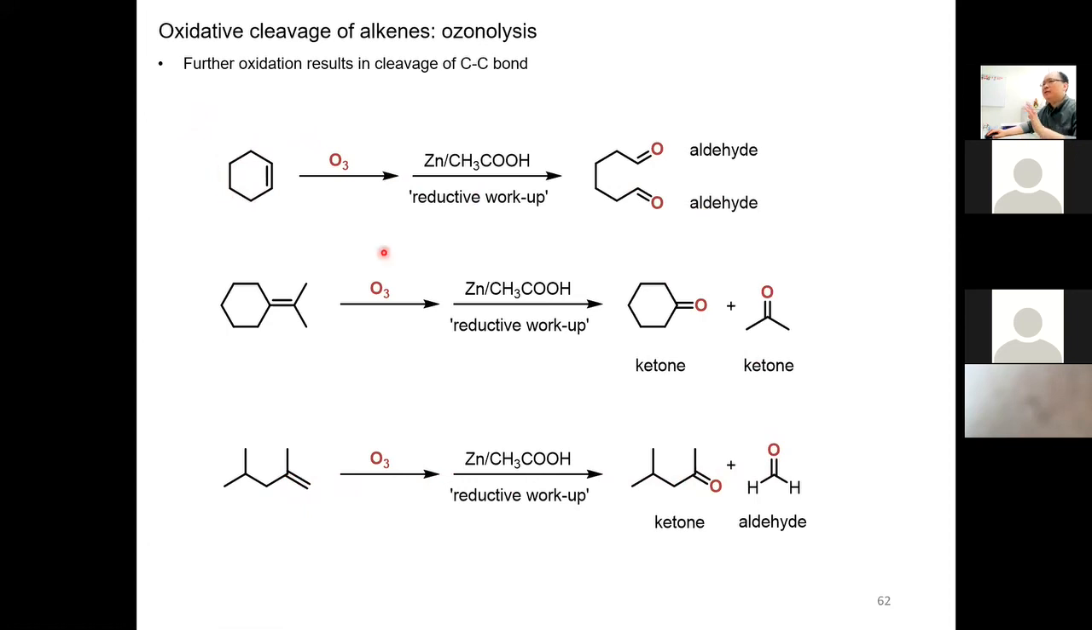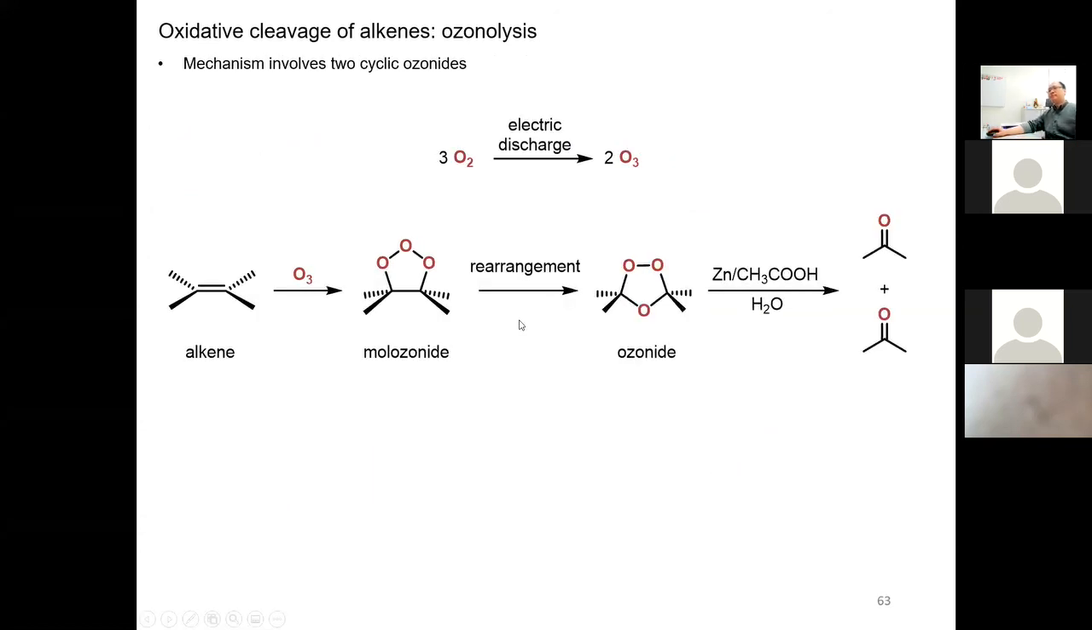All right, so the net result of the ozonolysis is that the CC double bond is broken, and the carbons used to form the CC double bond are now linked to a CO double bond. All right, then we'll look at the mechanism of it. So how do we generate ozone?